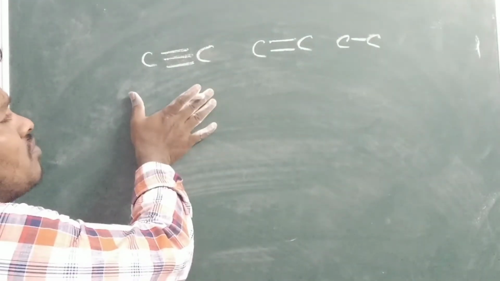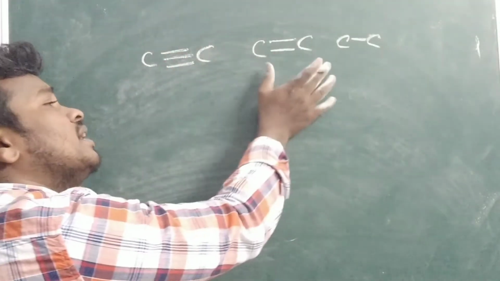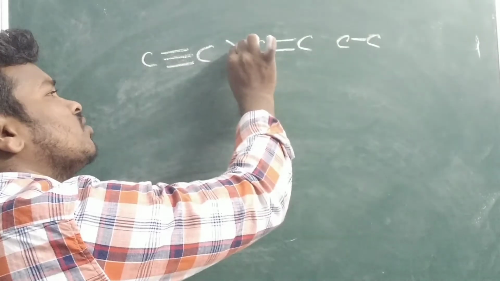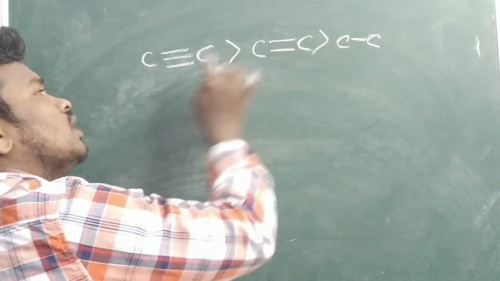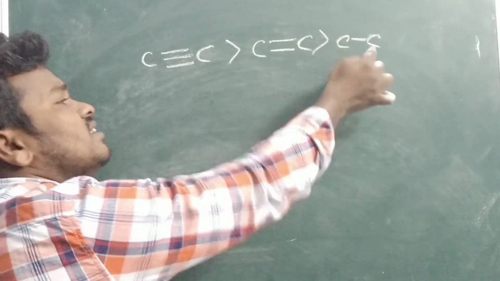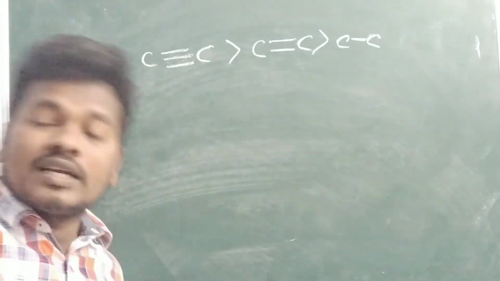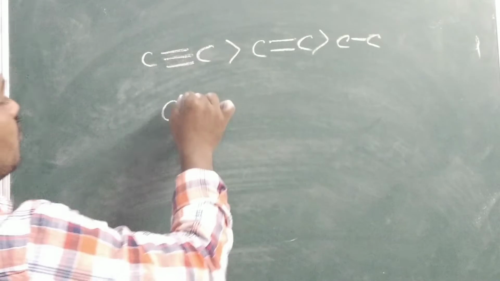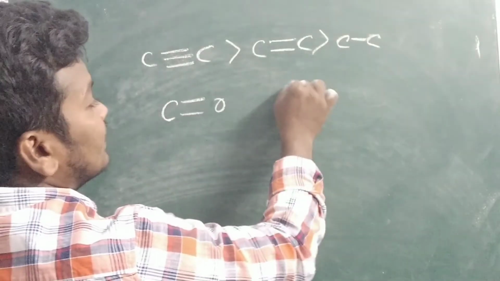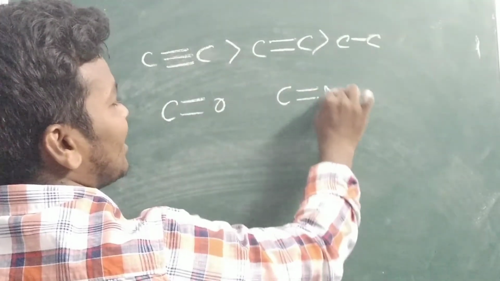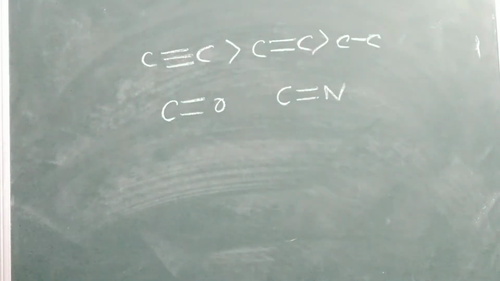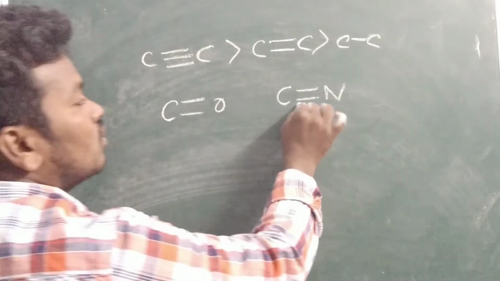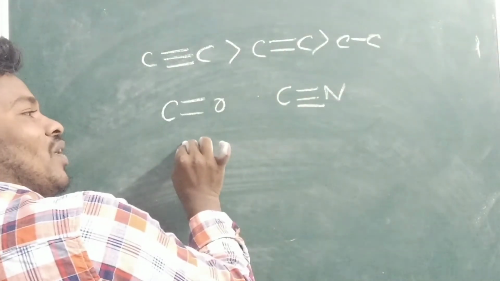In similar types of atoms, where triple bond, double bond and single bond are there, we have to give priority to the triple bond, followed by the double bond and single bond. When two atoms of the same type are present, for example C double bond O, C double bond N, this time priority we have to give to the triple bond or a double bond.